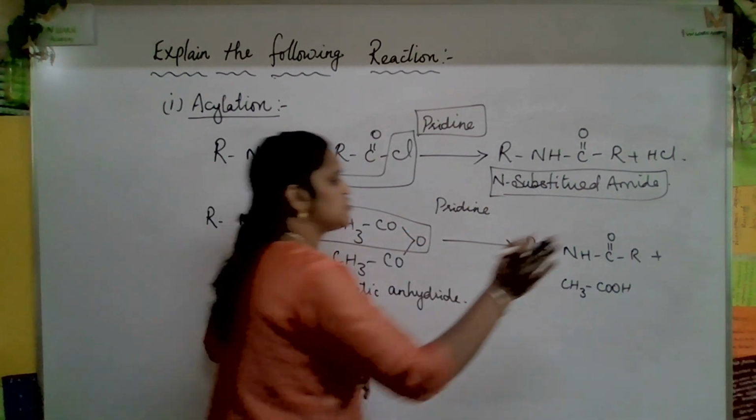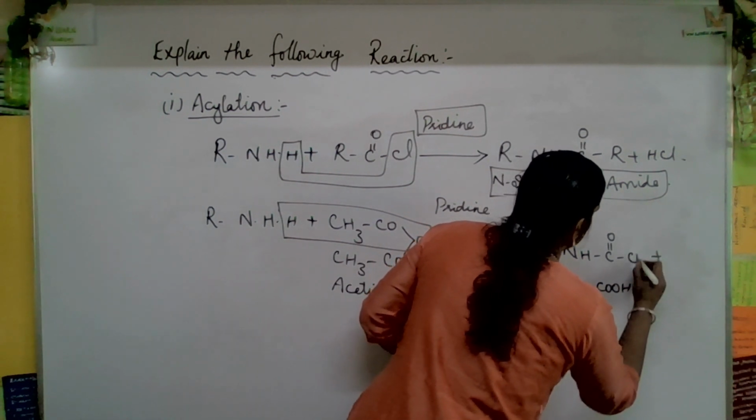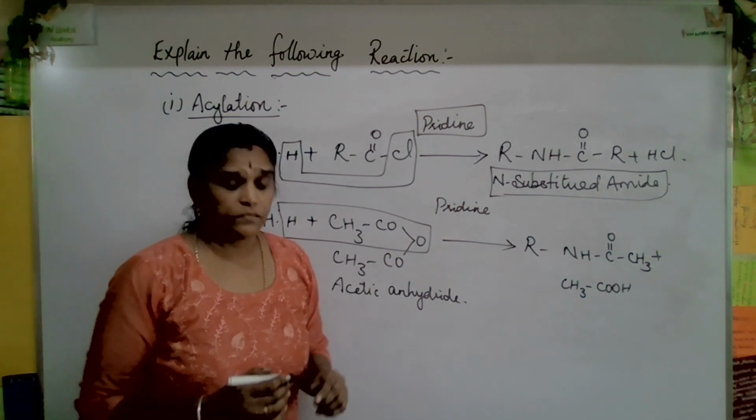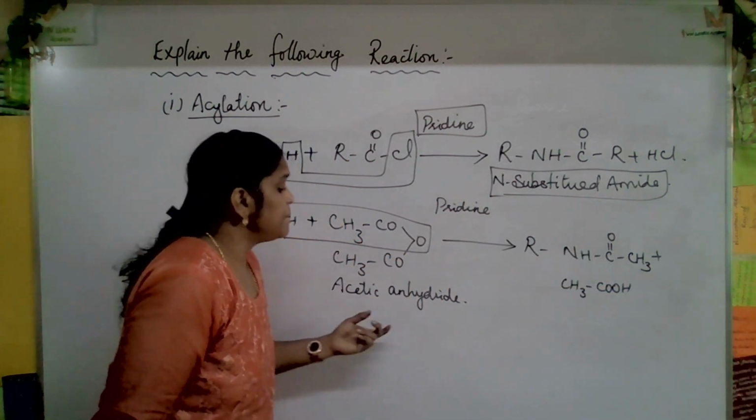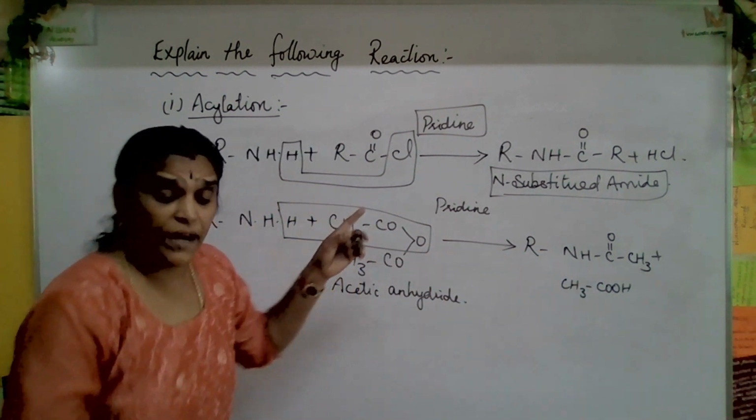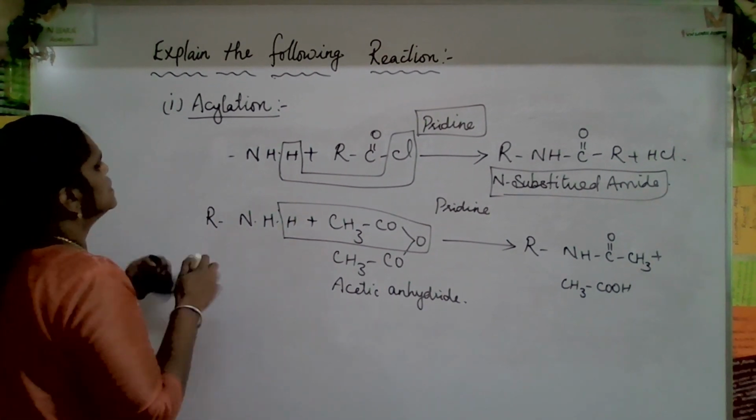Here the CH3 group is there, so it is N-methyl amide. The substituted group is nothing but the methyl group, so N-methyl amide formation you will get. Okay, now let us go for the particular reaction. I just put it here.